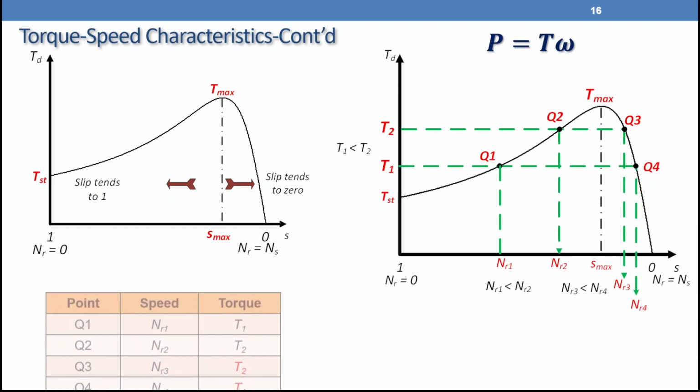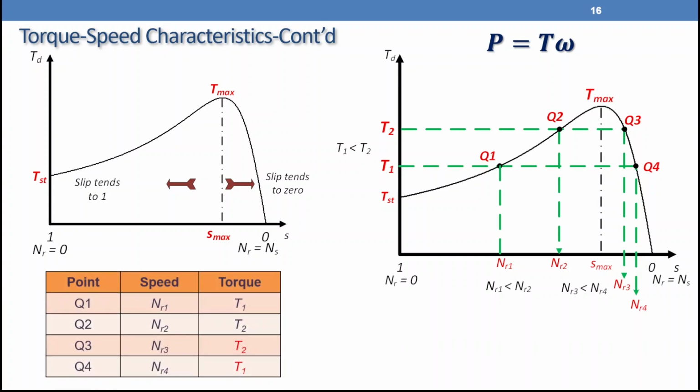So let's look at this table now. At point Q1, we have speed N_R1 and torque T1. At point Q2, we have speed N_R2 and torque T2. At point Q3, we have speed N_R3 and torque T2. At point Q4, we have speed N_R4 and torque T1. Please note, N_R1 is lower than N_R2, N_R3 is lower than N_R4, and torque 1 is lower than torque 2.